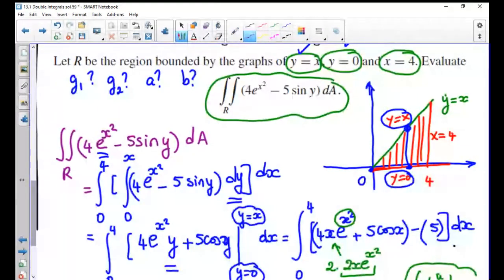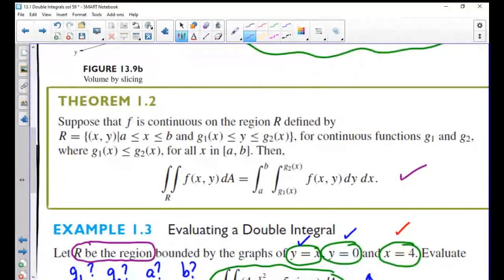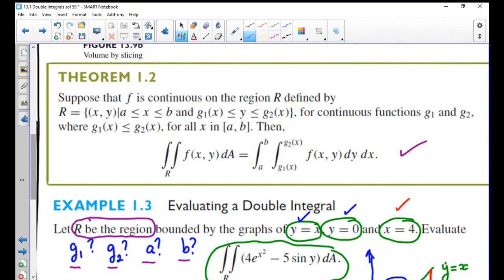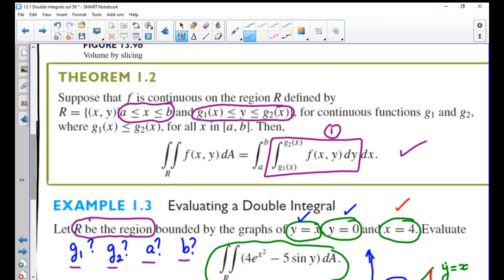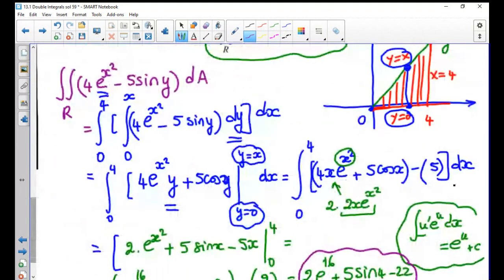Now, did you understand this? Yeah? So, looking back at the example, the first thing you need to do is graph the region R. Then determine what G1, G2, A and B are, and then use the rule we mentioned before: if your region is X from A to B, Y from G1 to G2, first integrate with respect to Y, and then with respect to X afterwards. That's the way you do it.